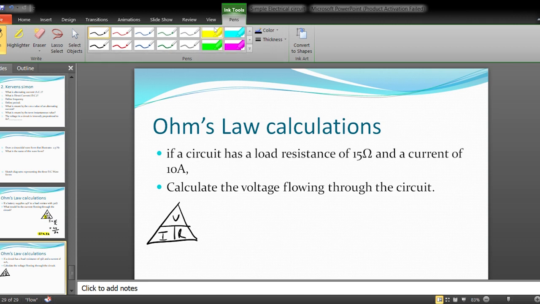I like the one that we are trying to find, and the exposed letters will reveal the formula. Since I is next to R, you'll say that V is equal to I times R. Put in the values and you'll have 10 amperes times 15 ohms, which is equal to 150 volts. So there's 150 volts flowing through the circuit.